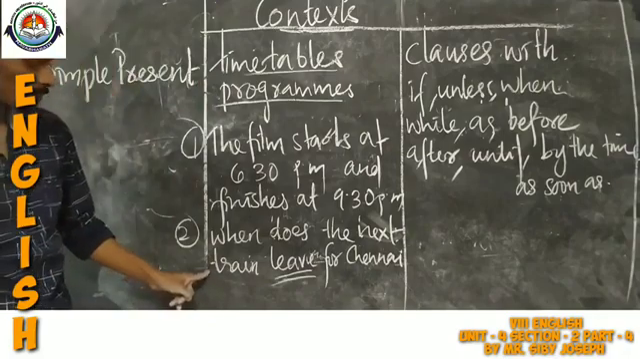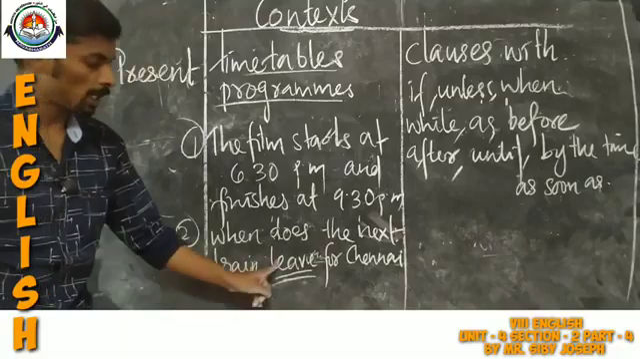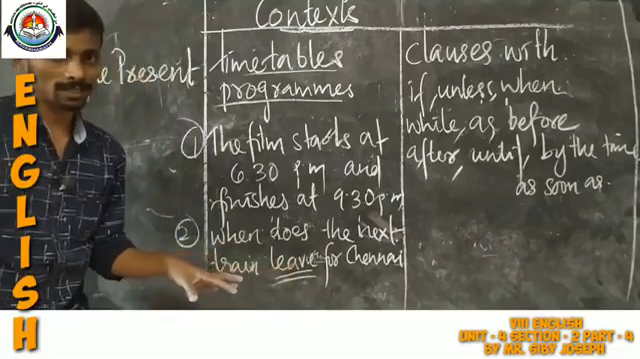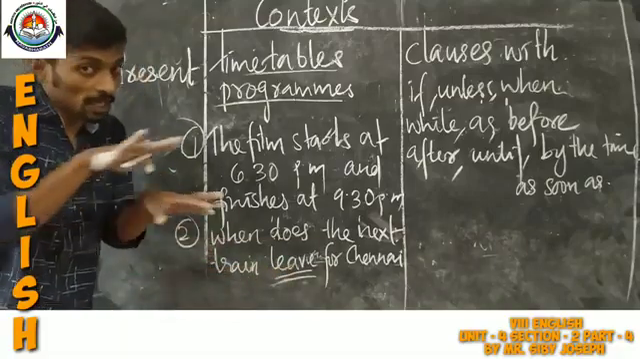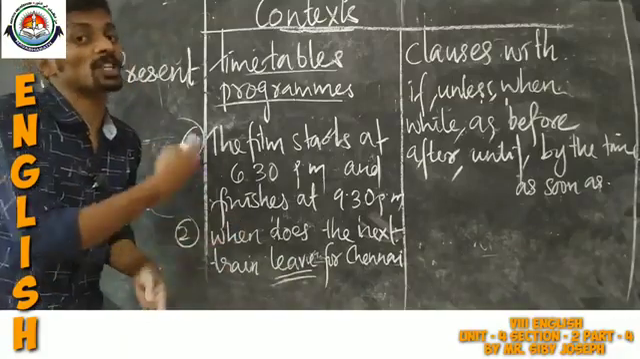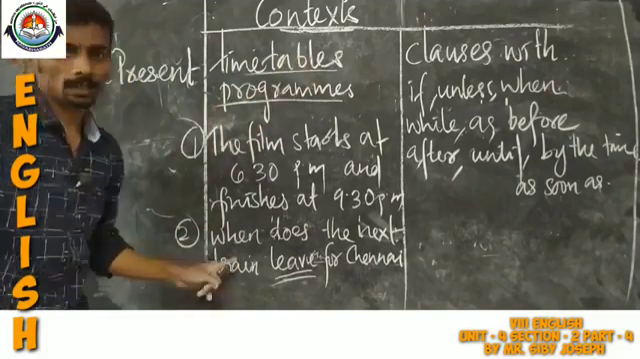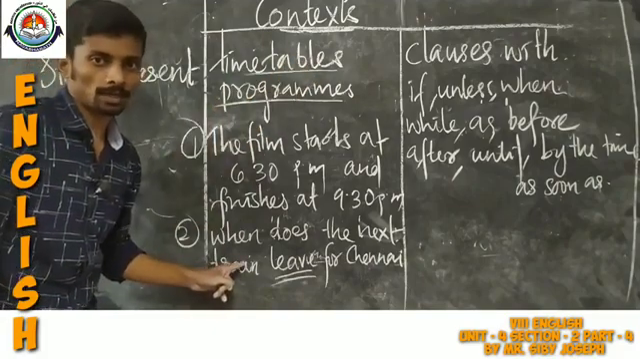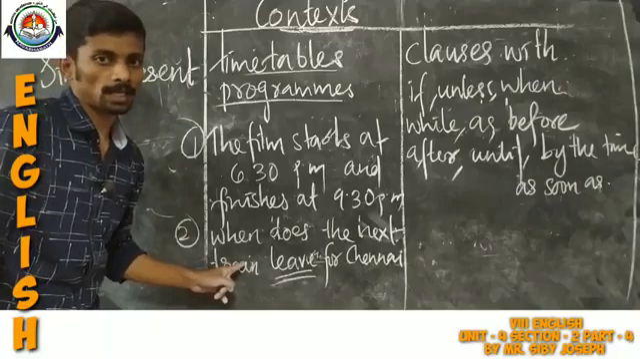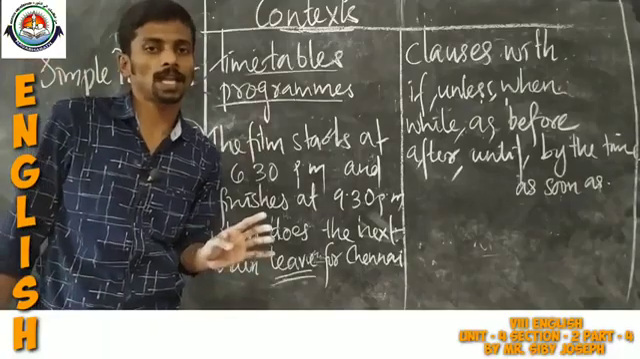So, when does the next train leave for Chennai? That means the next train has not left, it is going to leave, and the speaker is asking about the time schedule, the timetable. In that way the sentence can be written or spoken in simple present with a future meaning.